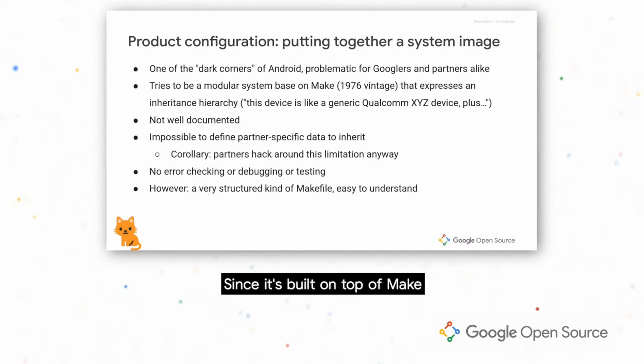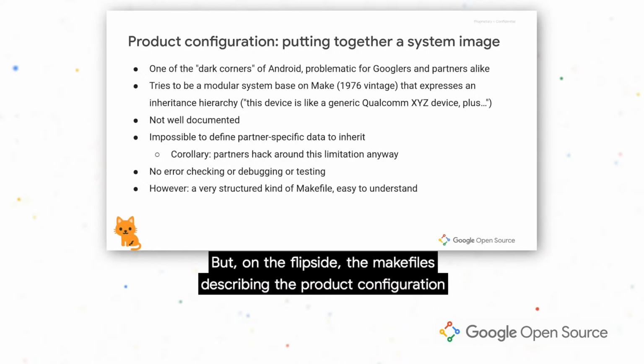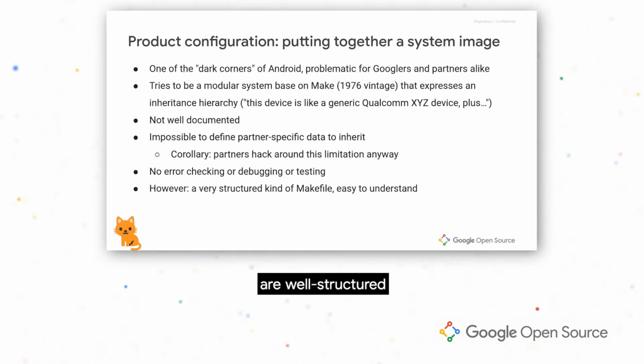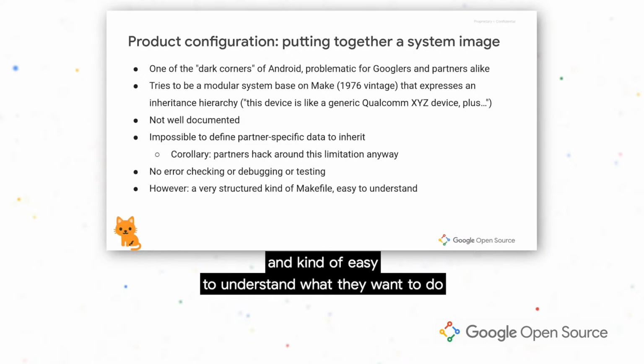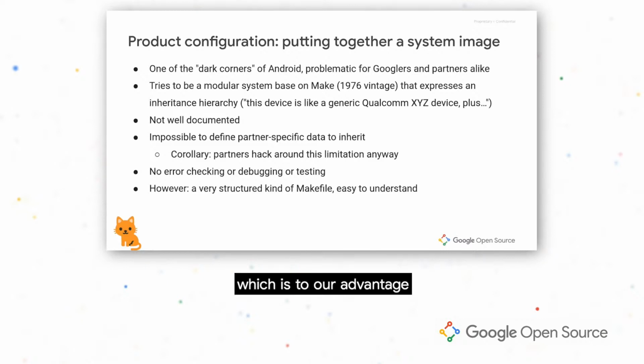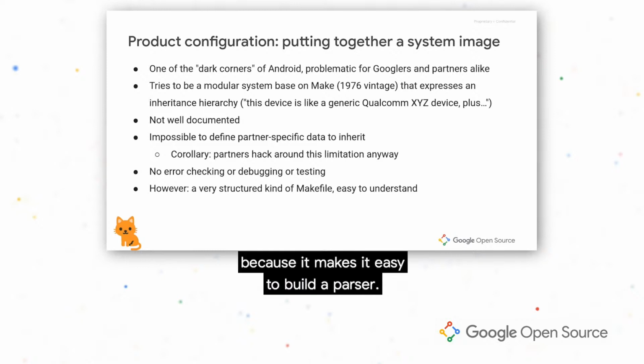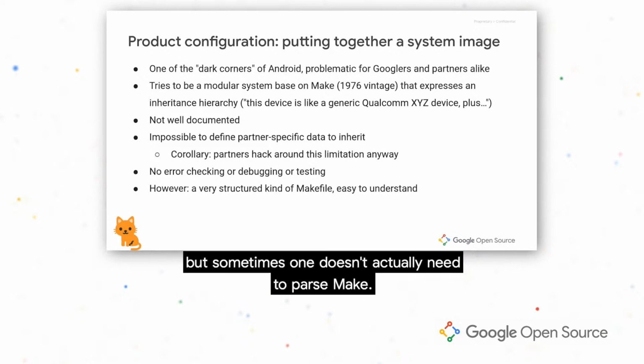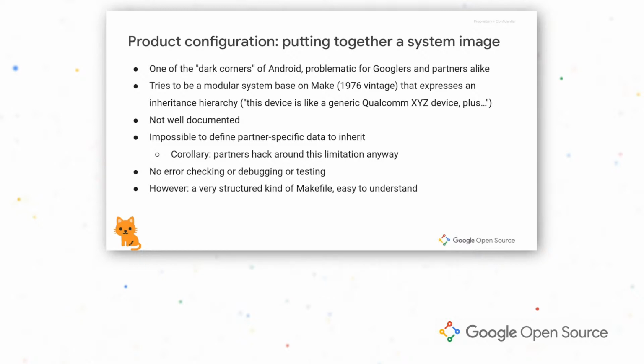Since it's built on top of make, there isn't a lot of error checking in there, and it's not very well tested. But on the flip side, the make files describing the product configuration are well structured and kind of easy to understand what they want to do, which is to our advantage because it makes it easy to build a parser. Actually, I'm saying parser, but sometimes one doesn't actually need to parse make. One can only use a text-based method to understand them and to turn them into Starlark files.